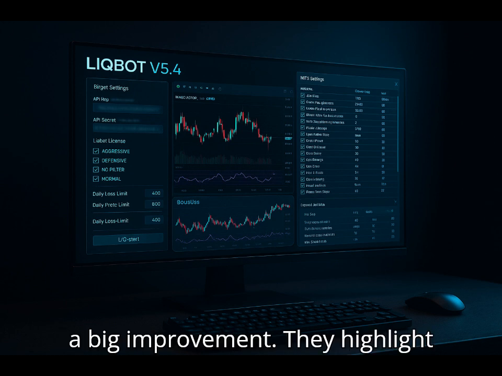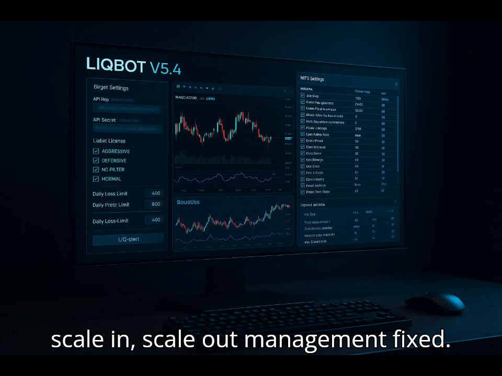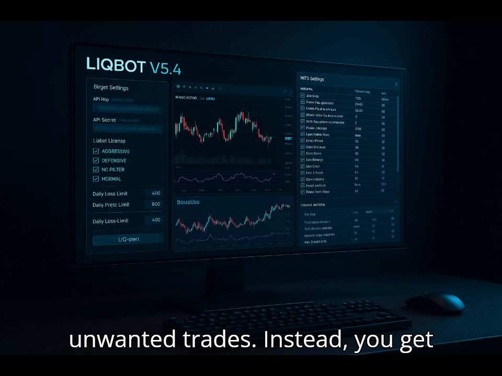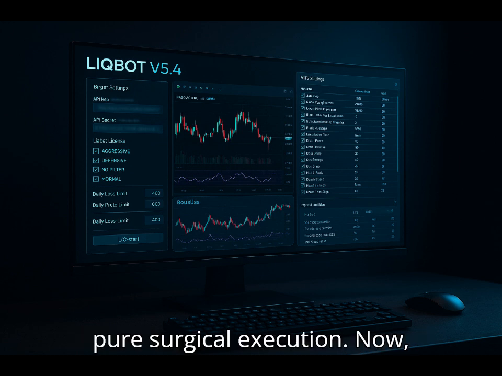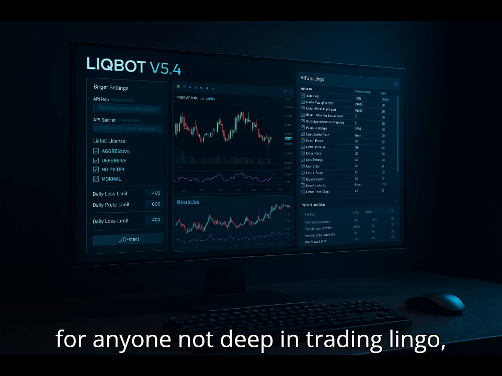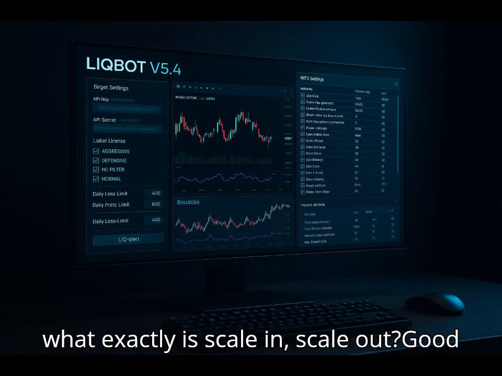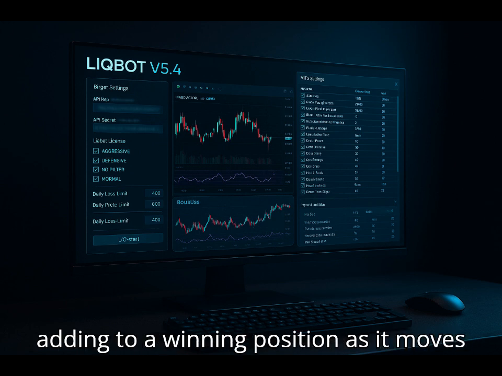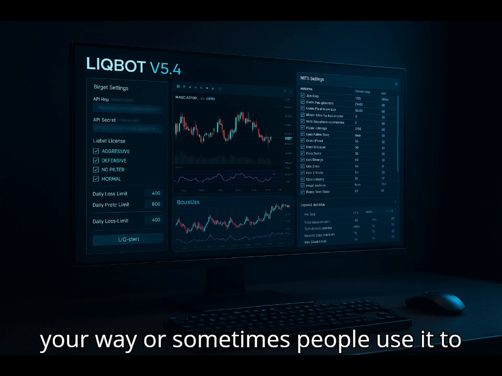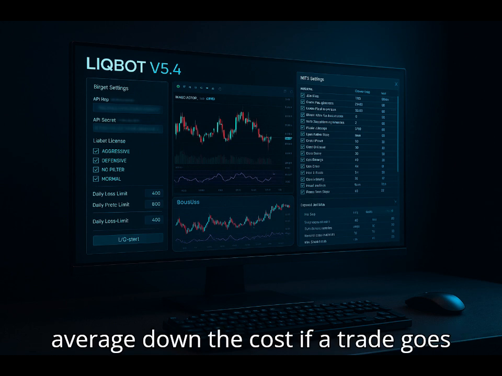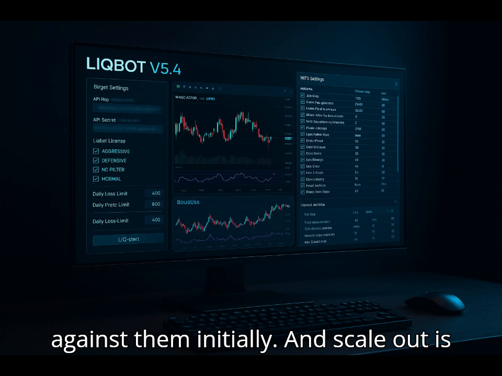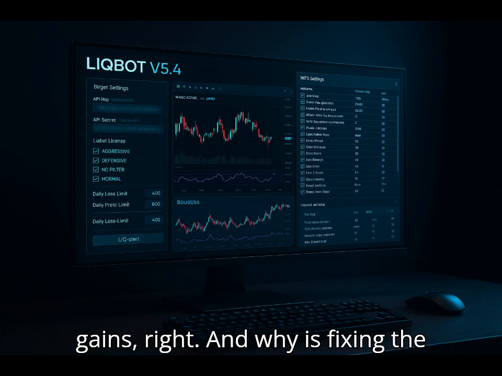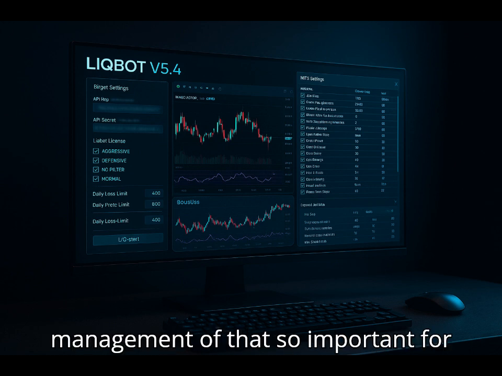Okay, first up, a big improvement they highlight: scale-in, scale-out management fixed. They're saying no more random stacking or unwanted trades. Instead, you get pure surgical execution. Now, for anyone not deep in trading lingo, what exactly is scale-in, scale-out? Good question. Scale in is basically adding to a winning position as it moves your way, or sometimes people use it to average down the cost if a trade goes against them initially. And scale out is the reverse, taking some profits off the table as the trade works out, locking in gains. Right.